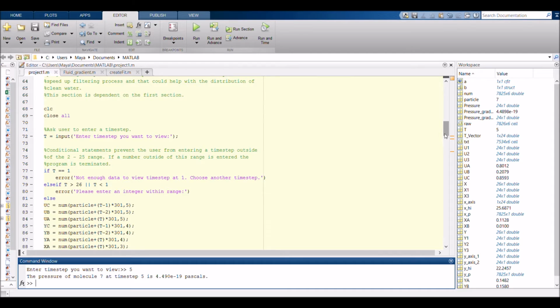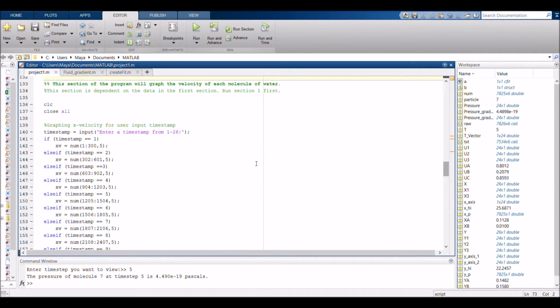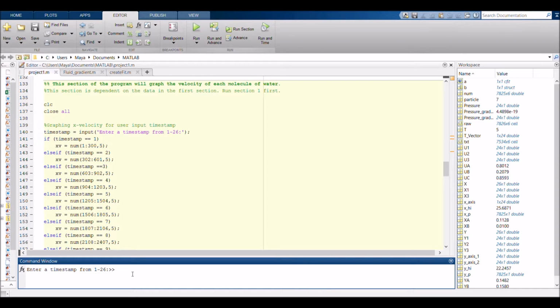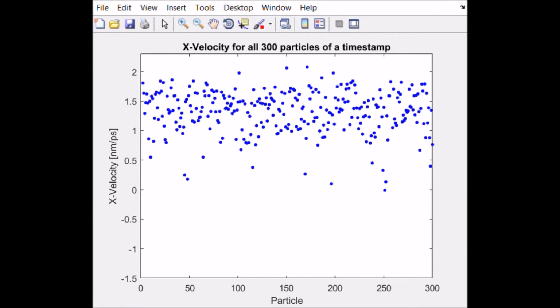We then move on down to our last section for the velocities. We run the section, and it says enter a timestamp from 1 to 26. So I'm going to say 5. Here is the y velocity for all 300 particles at timestamp 5. Here it also shows the x velocity for all 300 particles at timestamp 5.